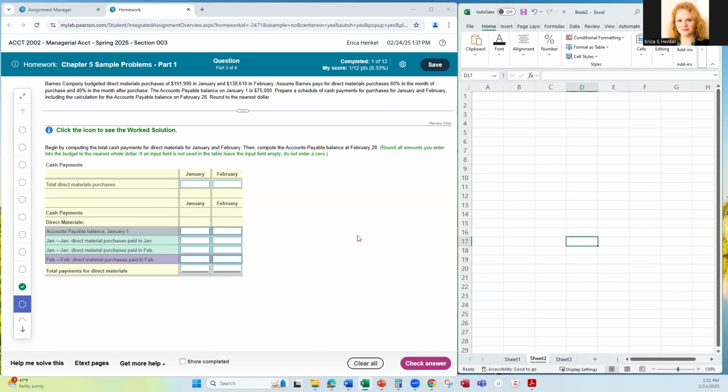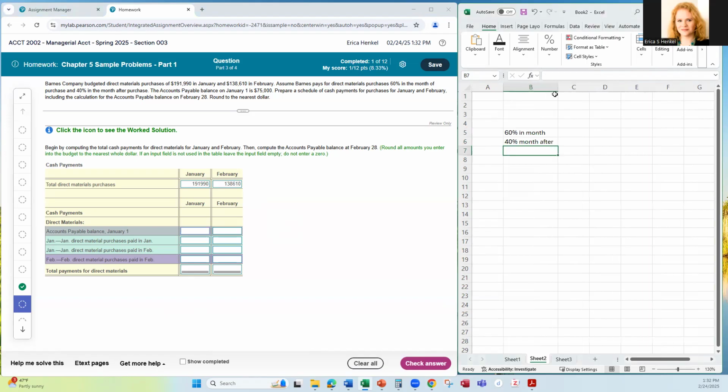So we have direct materials purchases for distribution of 191,990. So we're going to purchase in January, and then we're going to purchase 138,610 in February. And so these direct materials purchases would be coming from our purchases budget that we did earlier in the chapter. Now, let's say that we pay for our direct materials 60% in the month, and then we pay for 40% in the month after.